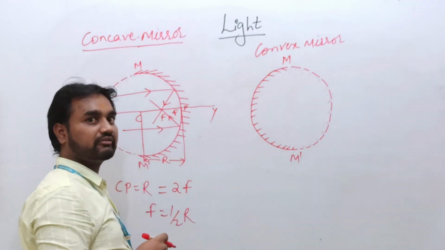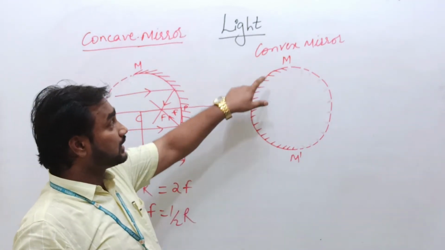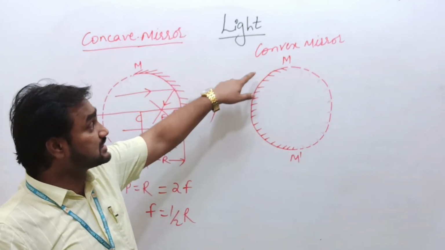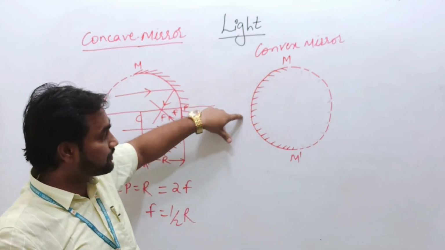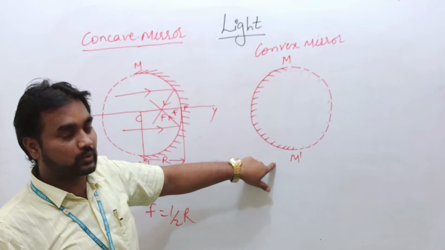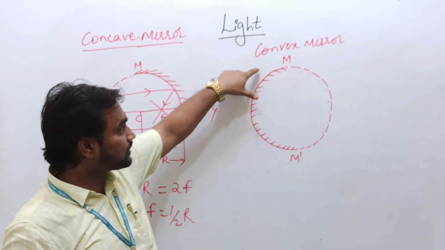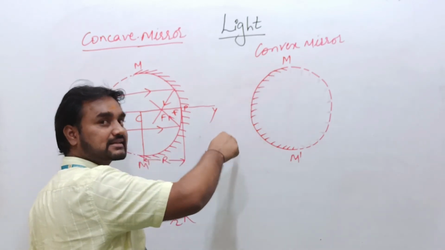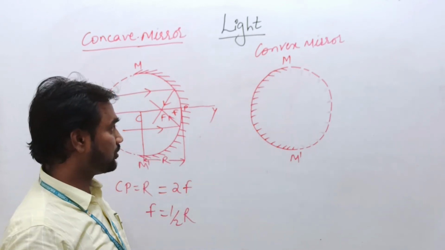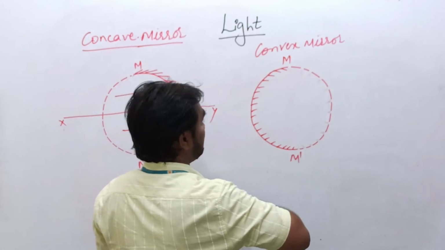Why do we call this a convex mirror? Because the reflecting surface is bulging out, or curved outwards, so we call it a convex mirror. So in a convex mirror, what happens? The reflecting surface is curved outwards. And again, everything else is the same here.